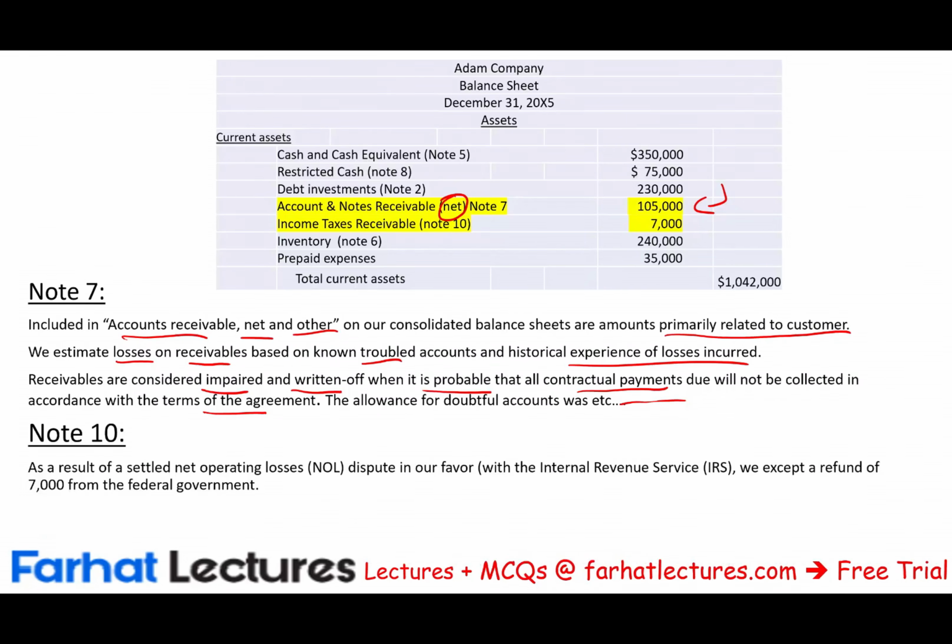Note 10 says basically, as a result of a settled net operating loss dispute in our favor, we expect $7,000 from the federal government. So we're expecting $7,000 from the federal government because we had a net operating loss dispute. We won that dispute, but we're still waiting for the IRS to send us the check. Therefore, we recorded an account receivable, an income tax receivable from the IRS.